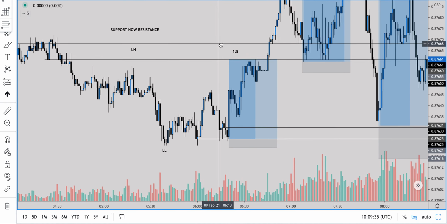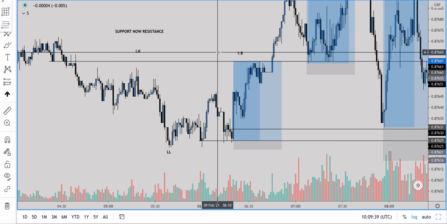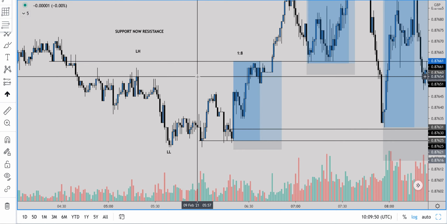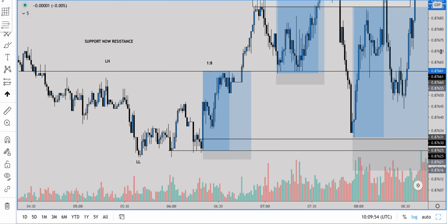But I set my TP because I want to be conservative. Don't forget this is a 1 to 8. I want to be quite conservative, but I've hit my TP. I've placed my TP at the resistance, just because this could be an area where it could be a fake out and then go lower, because we are in a downtrend on the high time frame. So that was my first trade.